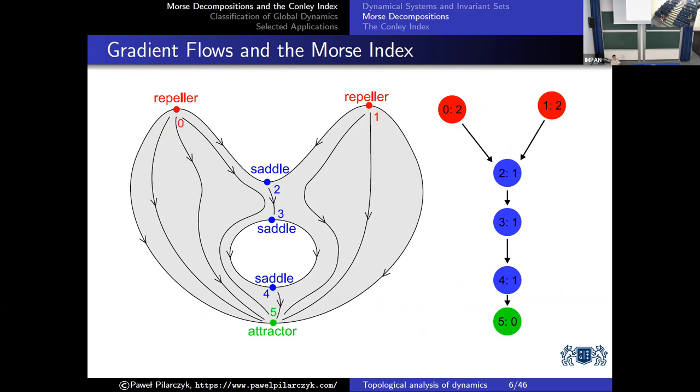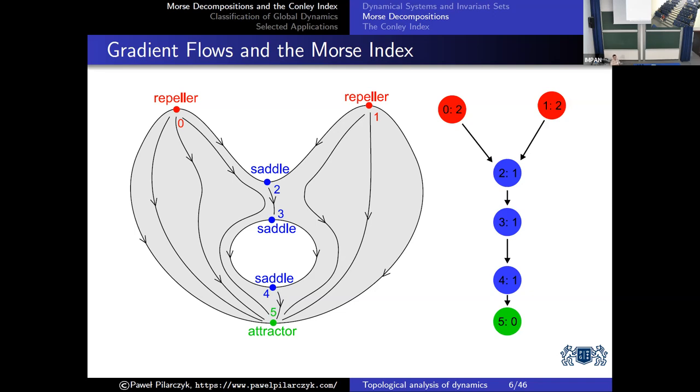But it does the same, except that you don't have flow lines between the critical points with the same index, if you add that assumption. Yes, but we want to know what kind of transitions are possible between the critical points. This is the key here. So we don't want to make this any simpler than that.